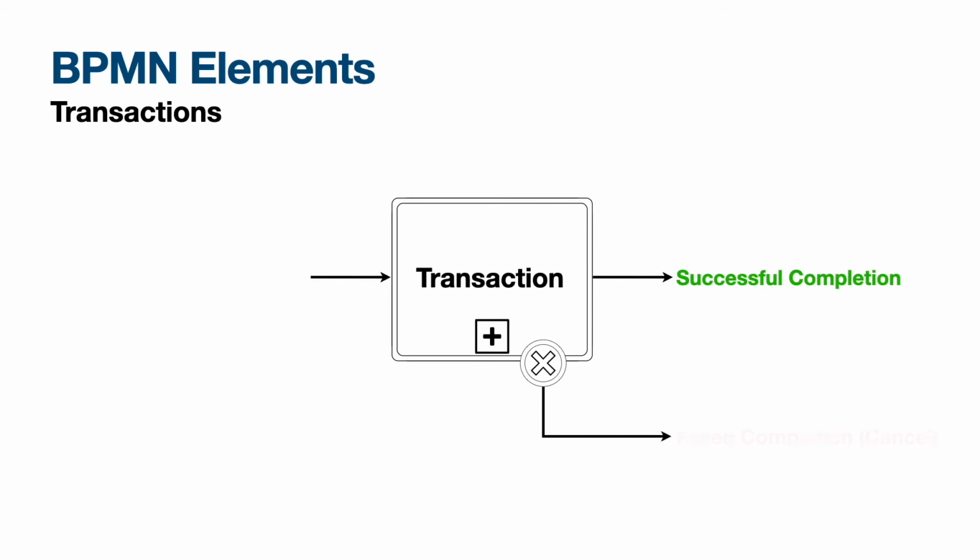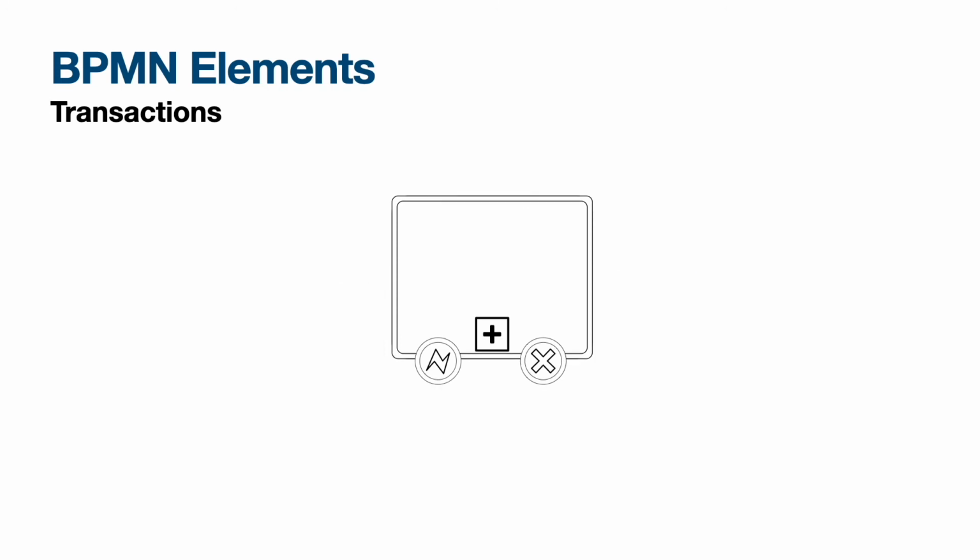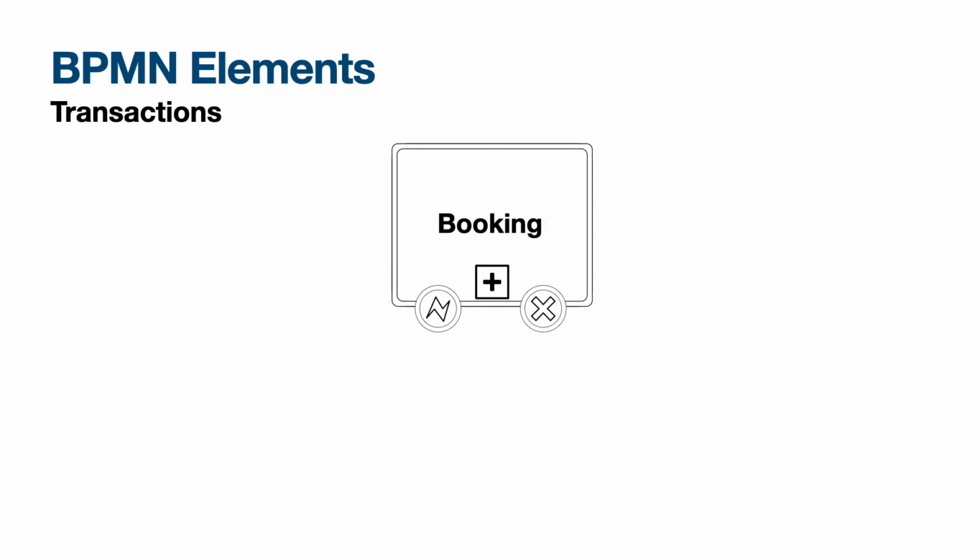Failed completion. This means the transaction was cancelled. The third possible outcome is a hazard. That means something went terribly wrong and neither completion nor cancellation is possible. Let's have a look at an example as well.